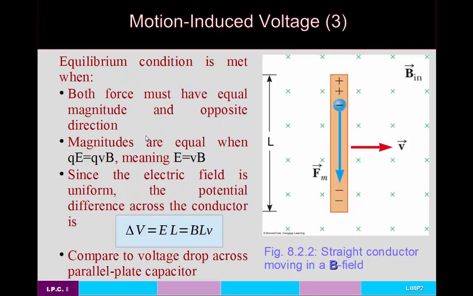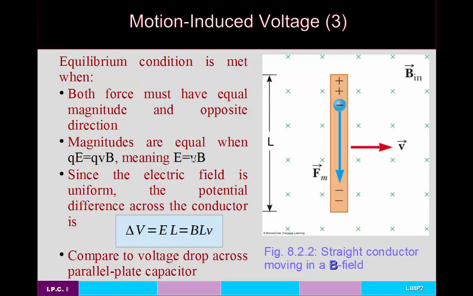This condition is actually met when, again, the magnitude of the force for the magnetic field and the magnitude of the force for the electric field have equal size. They're basically equal, and they have opposite directions. The second condition, opposite direction, is true in any case, so long as you have this charge separation. The equal magnitude basically happens when you get sufficiently many charges on each edge of this conductor that the electric field is large enough to counter the magnetic field.